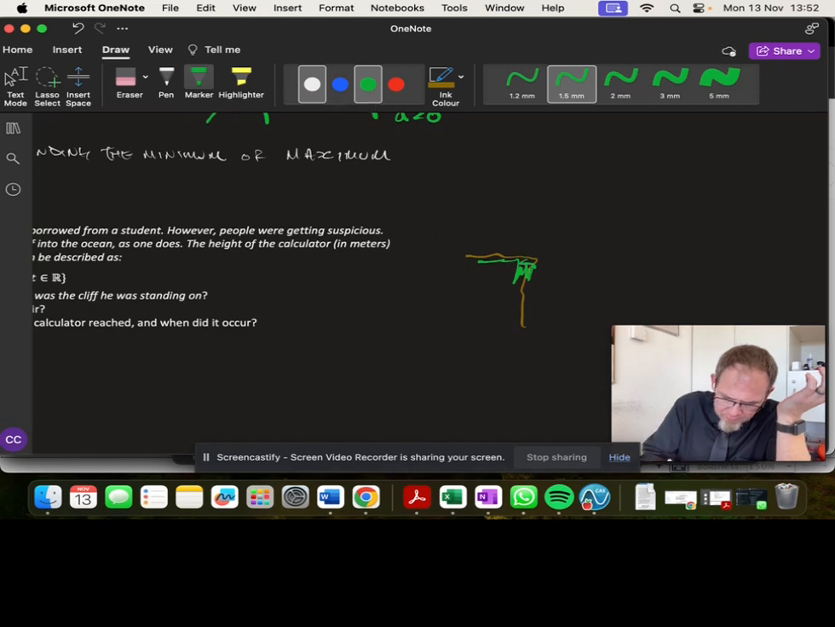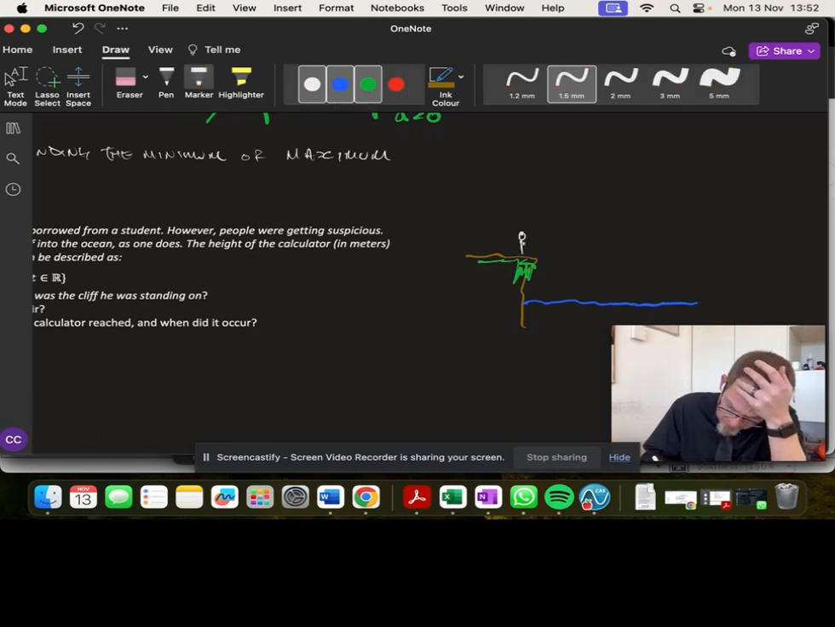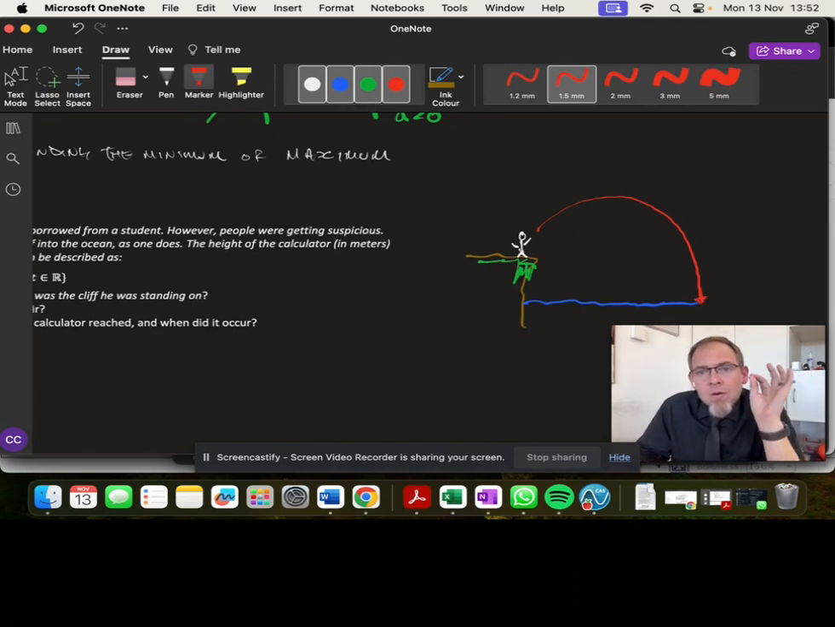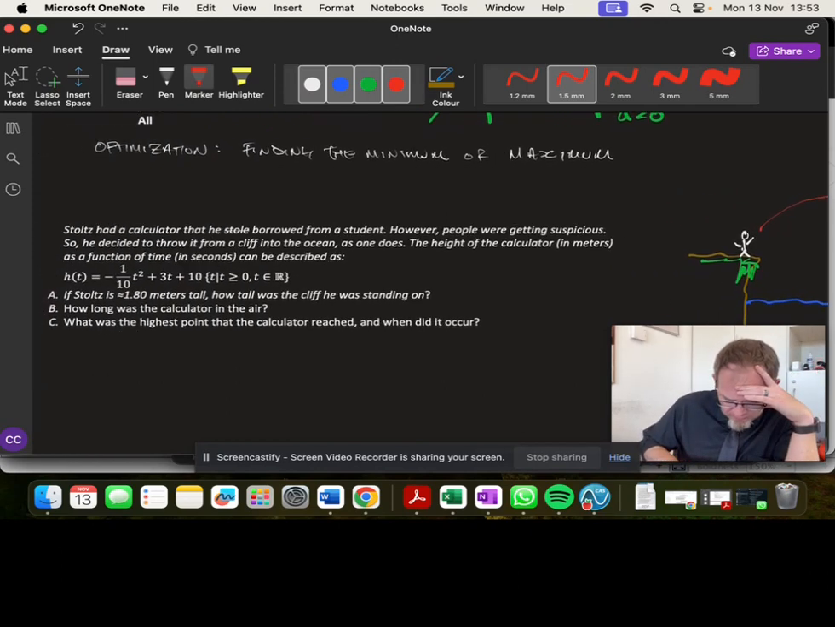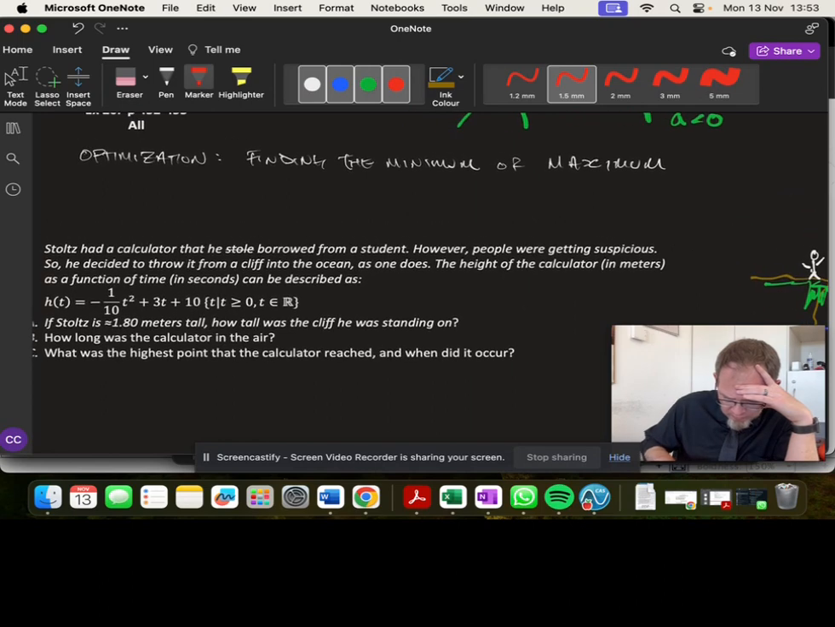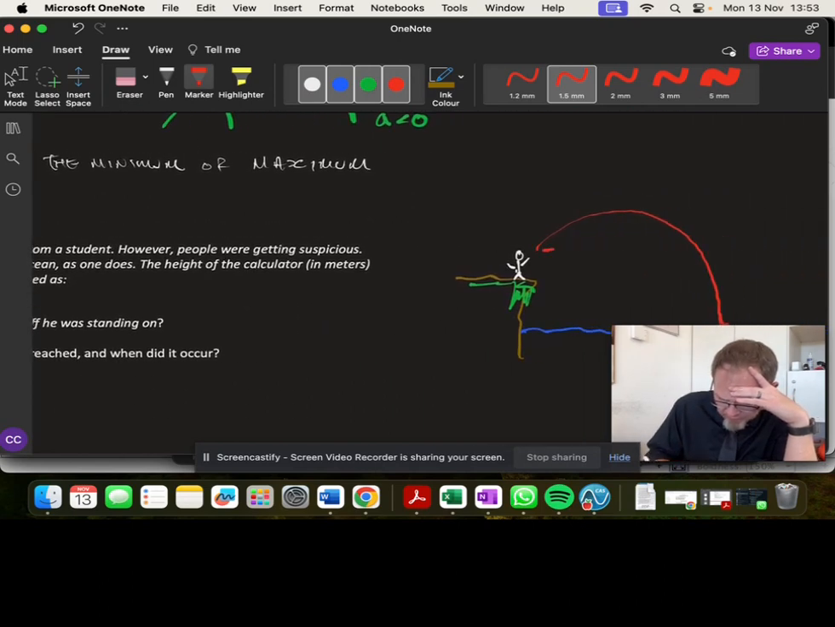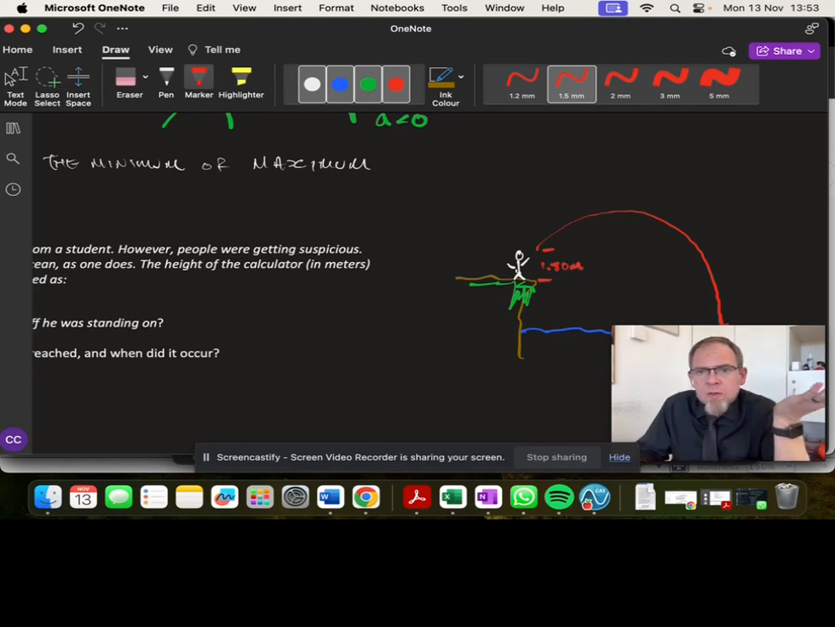Most often, with any type of story problem, it's helpful to diagram it, it makes your life a lot easier. So we've got a cliff, we have the ocean, we have a very handsome Stoltz at the top of the cliff, and he throws the calculator into the water like that. The question is, if I am 1.8 meters tall, how tall was the cliff I was standing on? So we know right here, 1.8. I guess we're assuming I'm throwing from the top of my head.